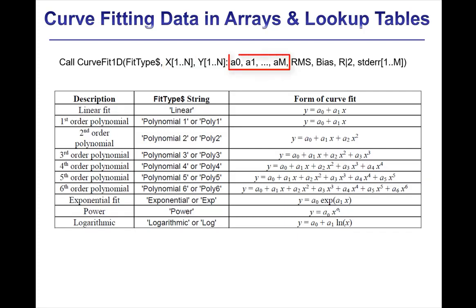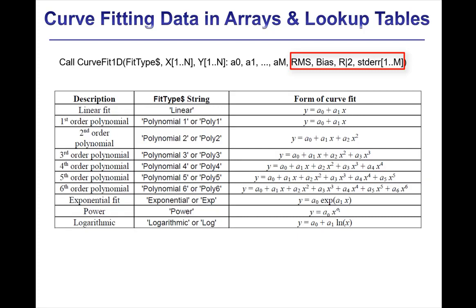The first outputs are the unknown coefficients associated with the curve fit. So the number of these coefficients depends on the form of the curve fit. And then the remaining outputs are completely optional. Right? You don't have to provide variables that will be assigned to these outputs, but if you do, these outputs include the RMS and bias errors, which we talked about previously. The RMS error being an indicator of the fit, and then the bias being an indicator of some bias between the curve fit and the data.